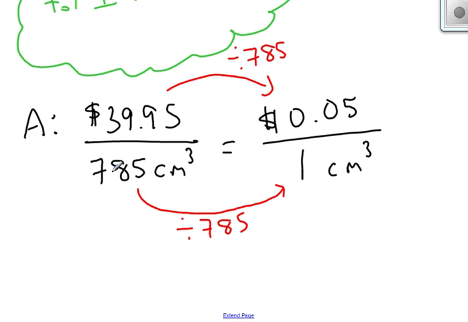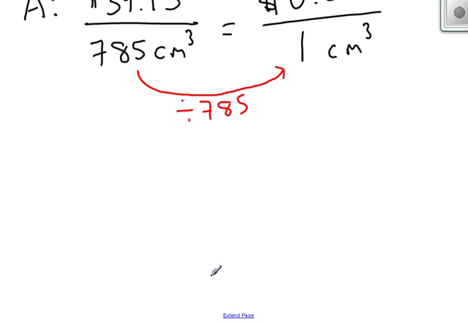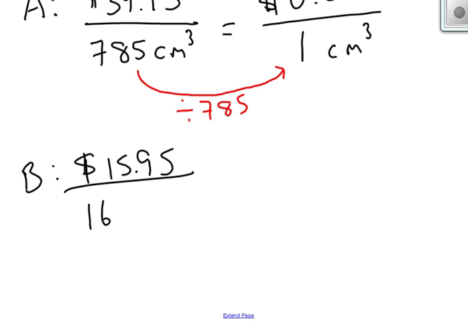Of course, you can't buy 1 cubic centimeter. You would have to buy 785 cubic centimeters, and that would cost you $39.95. But this is how you do unit price. So now we have to do the same thing for cylinder B. And cylinder B costs $15.95. And that gave me 169.6 cubic centimeters.